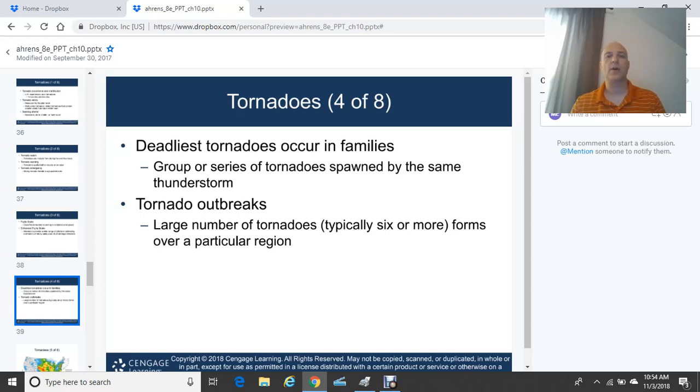And then I challenge you to look at the Tornado Project. If you Google the Tornado Project, you can actually order tornado posters. You can order tornado videos as well. It's a really cool place. It has a lot of cool tornado facts in it.